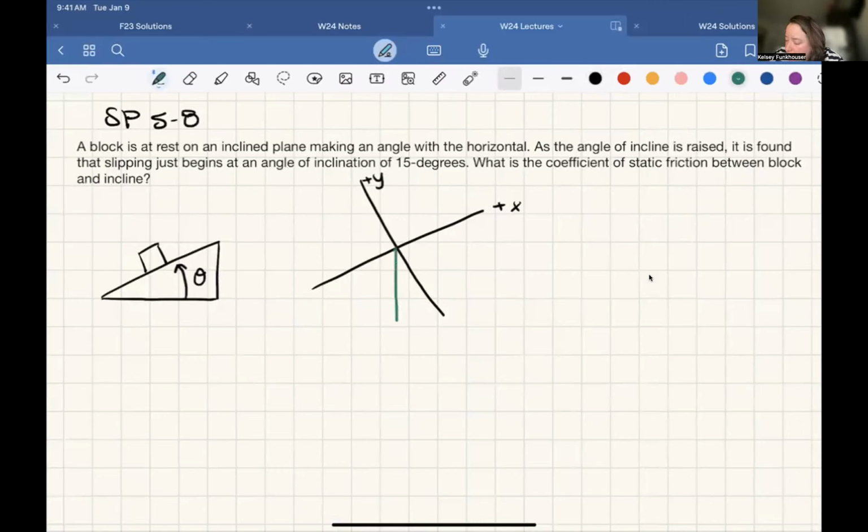So we have our weight force pointing straight down, our normal force pointing straight up, and then we have this friction force, which is going to act opposite the direction of potential motion. So obviously our object would go down the incline if it was able to overcome the friction. So that means friction needs to point up the incline. And then this is that theta, and we have the y and x components of our force.